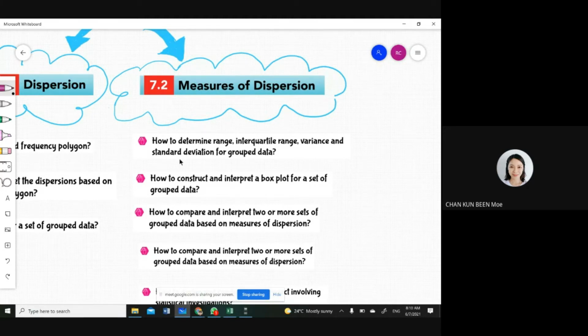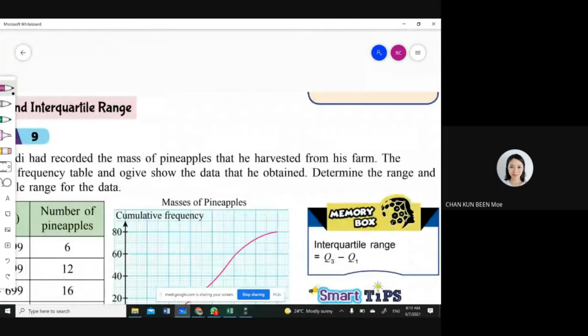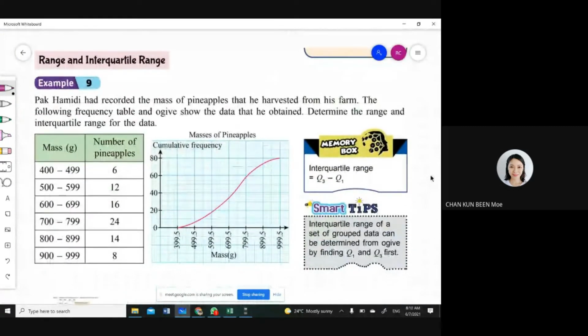What is the difference? The difference is for grouped data, the one that has plus. Before this, the one for ungrouped data is very simple. You determine the range using the highest value minus the smallest value and so on. So today we are going to look at grouped data. Now we look at the interquartile range for grouped data, how to find out the range and interquartile range.